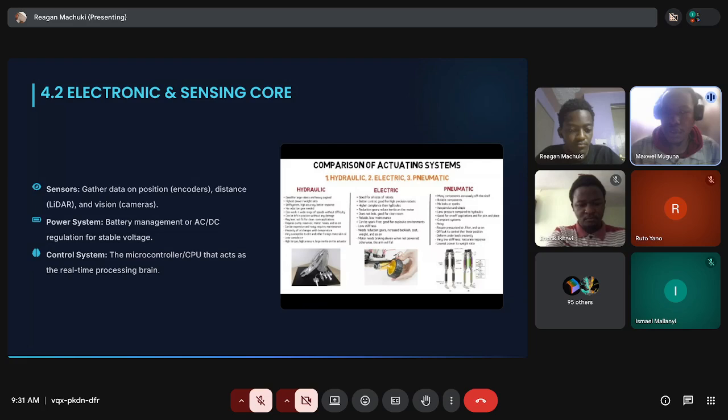Finally, we have the power system. None of this can work without a power system. This is the energy source such as batteries for mobile units or AC/DC supplies for fixed robots. This also includes the regulators to ensure every component receives a stable voltage.